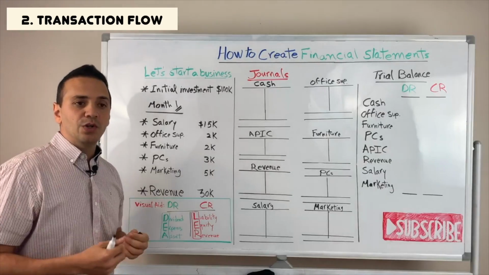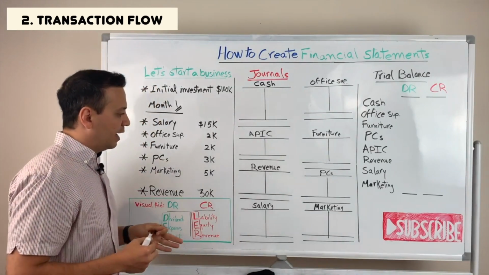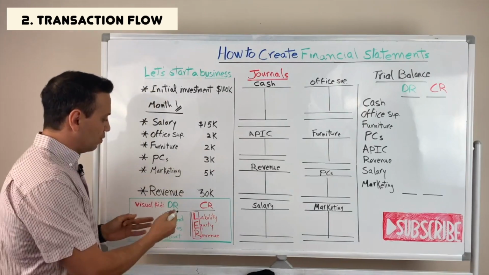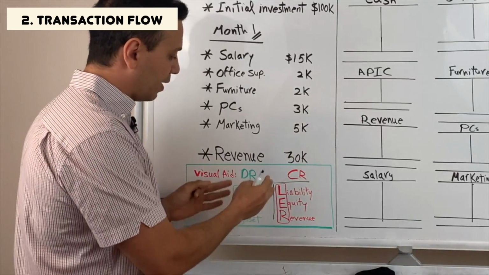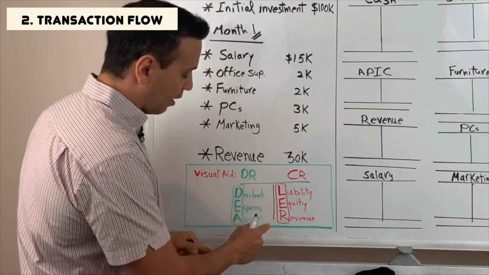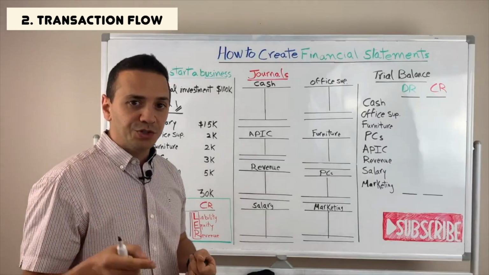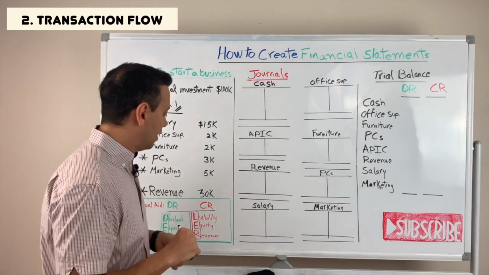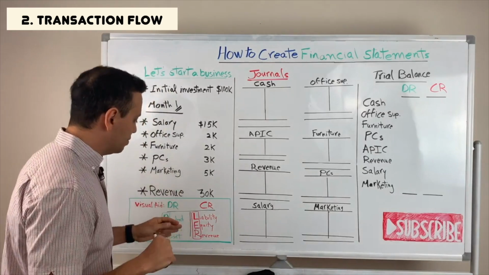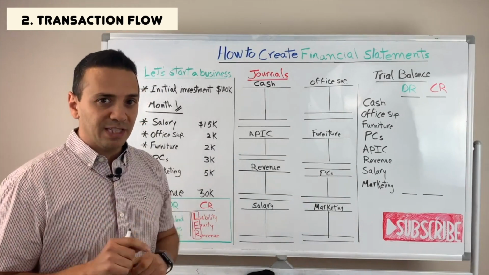So now what we'll do, we'll go ahead and create journal entries from these transactions. And the way we're going to create the journal entries, we'll use our visual aid here, or our acronym DEALER. And if you haven't seen my video on how to record journal entries, I'm going to leave a link to it up here. Basically, this is the acronym that I use even up until today, after 15 years in accounting, to remember my debits and credits.